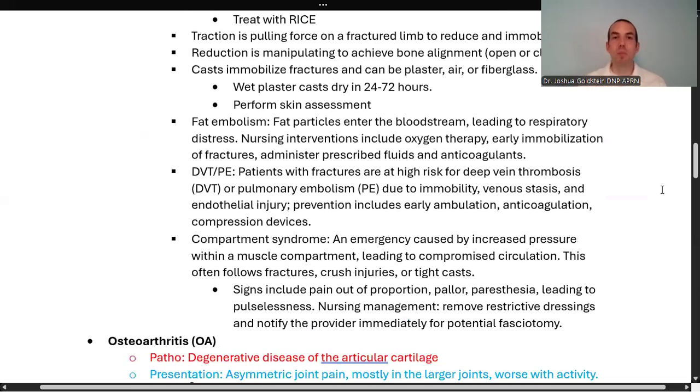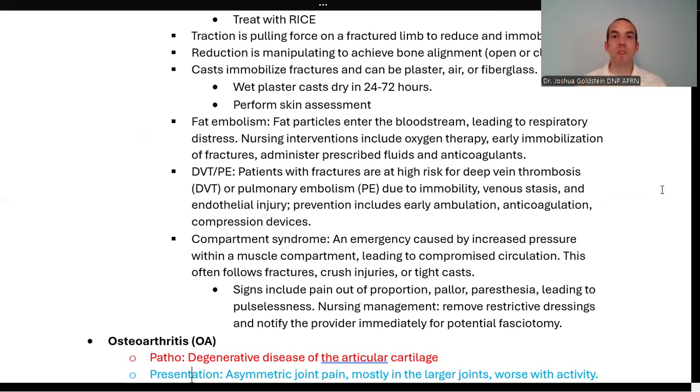Next, there's something called a fat embolism. This is commonly tested on in nursing school in regards to fractures. It's where fat particles enter the bloodstream and end up causing a pulmonary embolism. Now, the interventions for this are going to be to give them oxygen therapy, and to prevent this in the first place by properly immobilizing fractures and treating them. And if the patient does get into this situation, we're going to administer fluids and anticoagulants in order to treat that fat embolism.